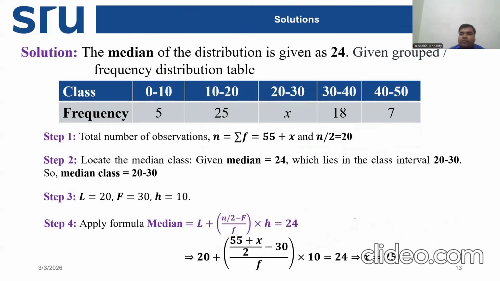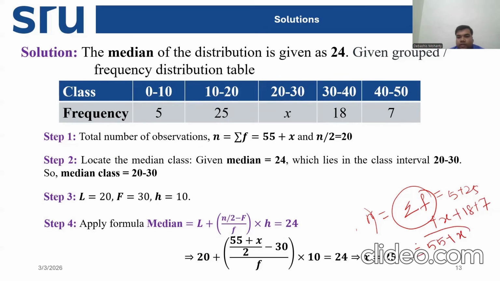As we have done earlier, we have to follow the same procedure to solve it. Here the classes are given: 0 to 10, 10 to 20, 20 to 30. We need to calculate the n value. n equals the summation of f, the sum of the frequencies, that is 5 plus 25 plus x plus 18 plus 7, which equals 55 plus x. Then n by 2 is 40 by 2, that is 20.